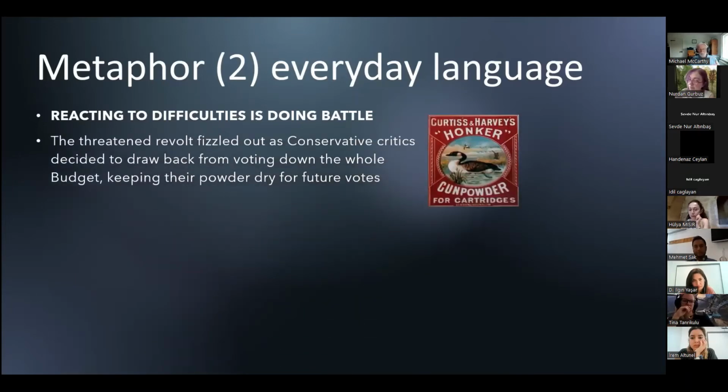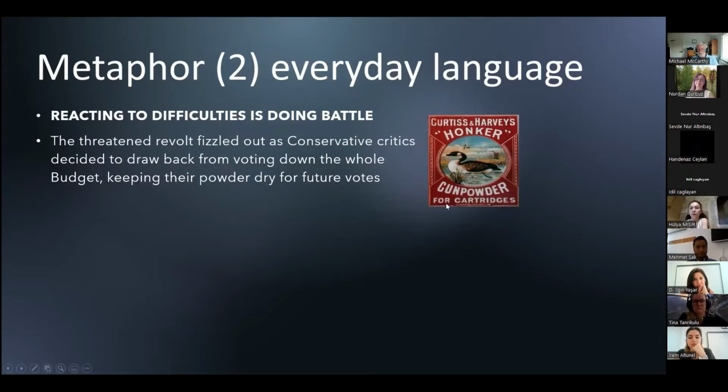And I've got some examples here from newspapers and websites. So look at this example here. The threatened revolt, this is a political report. The threatened revolt fizzled out as conservative critics decided to draw back from voting down the whole budget, keeping their powder dry for future votes. So what we have here is we are saying that political debate is like firing a gun, an old-fashioned gun, a cannon, you know, from Shakespeare's time.